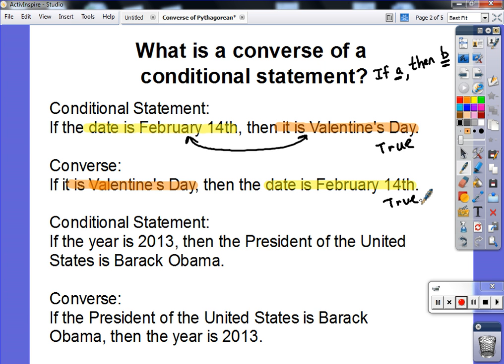With my second example, notice that with this conditional statement, if the year is 2013, then the President of the United States is Barack Obama, that is a true statement. However, my converse, if the President of the United States is Barack Obama, then the year is 2013, is not necessarily true. For example, the President of the United States was Barack Obama in the year 2009, 2010, 2011, 2012. So just because he's the president does not necessarily mean that it's the year 2013.